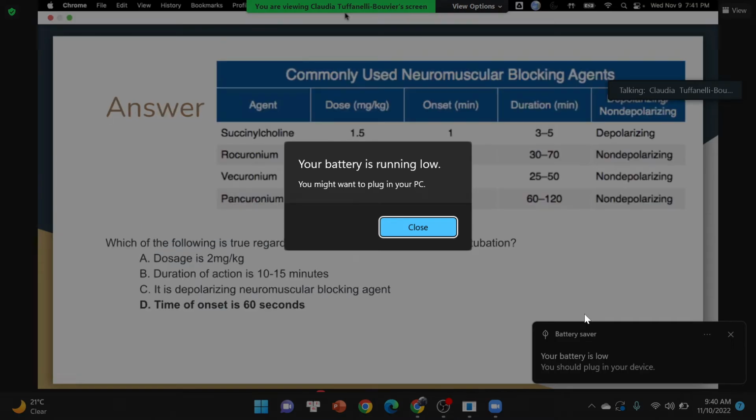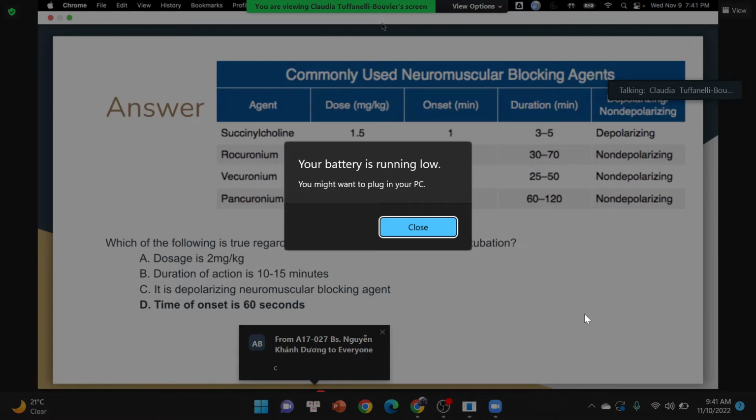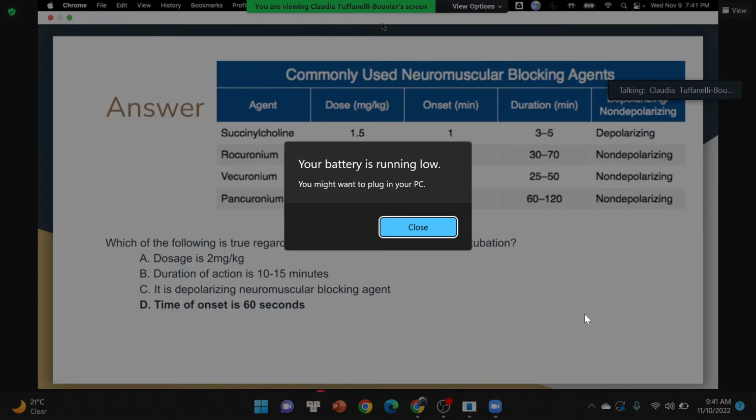So, yep, this one's going to be D. Time of onset is 60 seconds. So we talked about this. Rocuronium is going to take longer to take its effect, about 60 seconds. So remember that, push your sedative, and then some people will actually push the rocuronium first and then the sedative, especially with the etomidate, because the etomidate is really quick to come on and then it takes a little longer to come off. So just the sequence of when you give your medications.